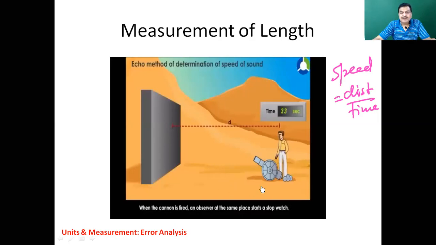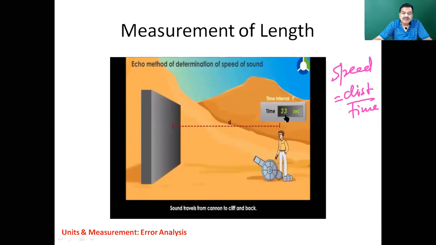When the cannon is fired, an observer at the same place starts a stopwatch. When he hears the echo after the sound gets reflected from the cliff and came back to him, the stopwatch is stopped and time t is noted. That is the time interval. It took 3 seconds.